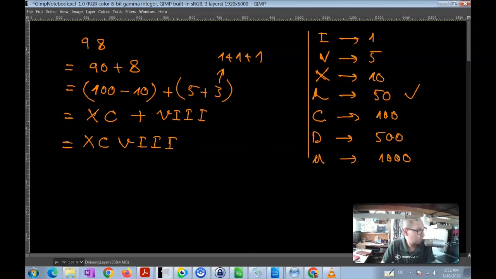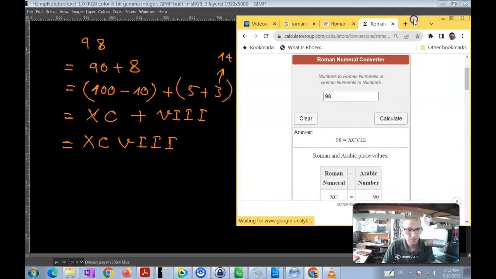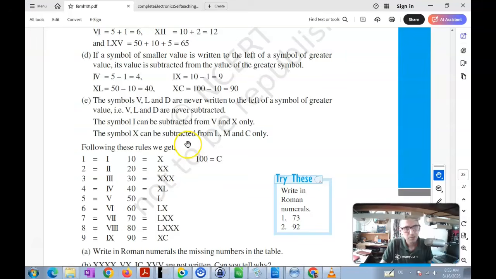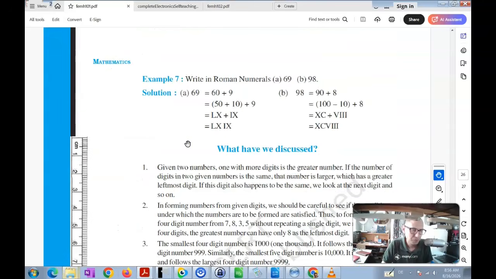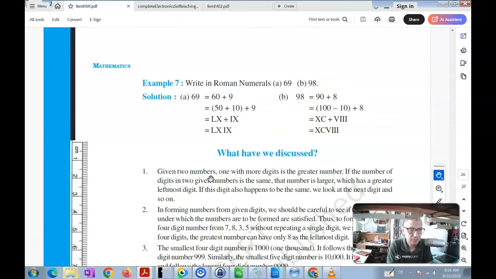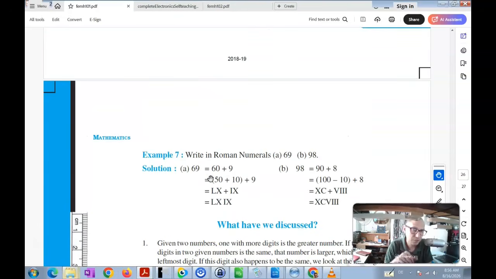And if I take a look at the calculator, the number is 98, it is XCVIII. That is the number. Okay, so that's a little bit of information about the Roman number system. Now this was the last section of this chapter. So then we are done with this chapter.